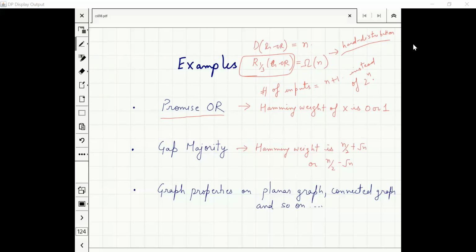Another important function is gap majority. What is gap majority? It is just defined on the Boolean hypercube at just two levels, like promise OR was at Hamming weight 0 or 1. This is defined when the Hamming weight is either n by 2 plus root n or n by 2 minus root n. If the Hamming weight is n by 2 plus root n, then you should answer plus 1, and when the Hamming weight is n by 2 minus root n, then you should answer minus 1. And this is called the gap majority problem.